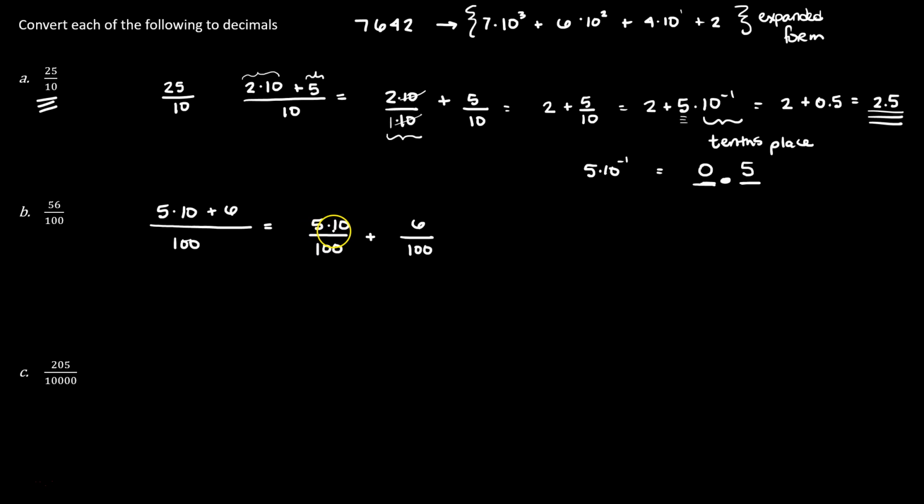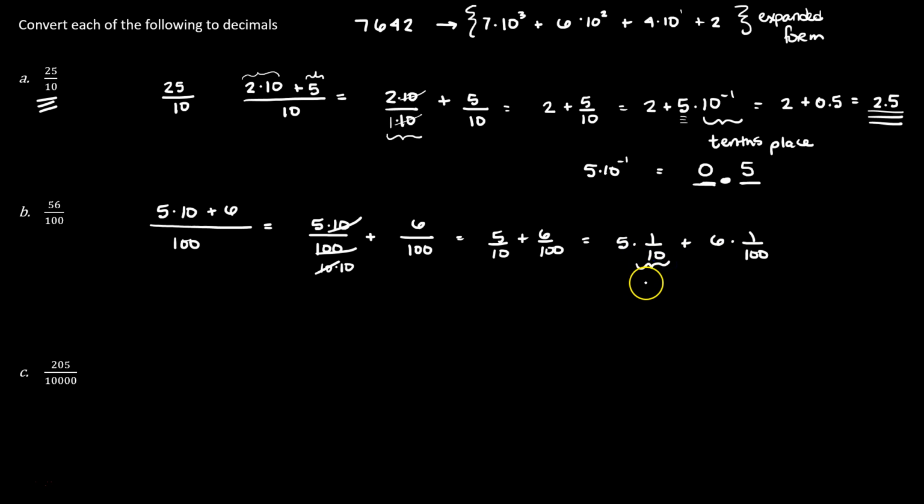5 times 10 over 100. Well, I know 100 is 10 times 10, so if I consider it in factored form, I can see I have a common factor of 10. So that would leave me with 5 over 10 for the first fraction, plus 6 over 100 for the second one. And let's go ahead and look at those as a digit times the place value. So 5 times 1 over 10, and 6 times 1 over 100.